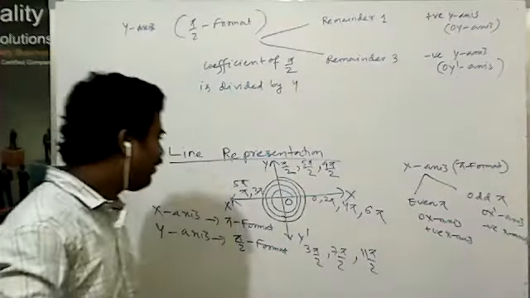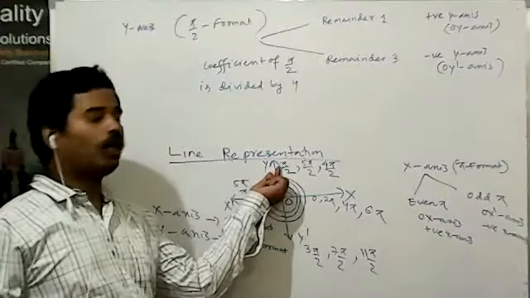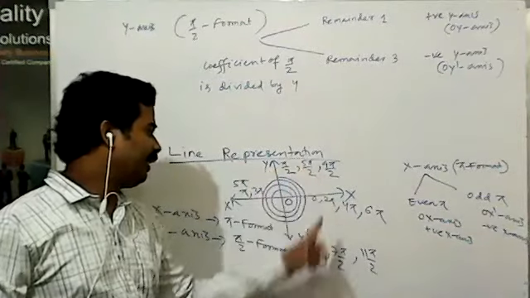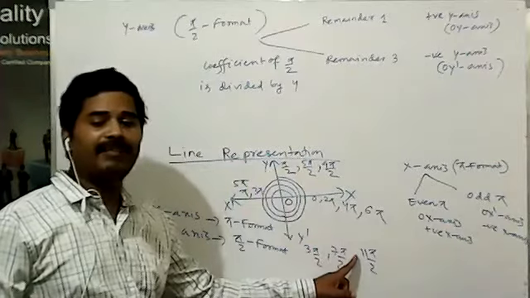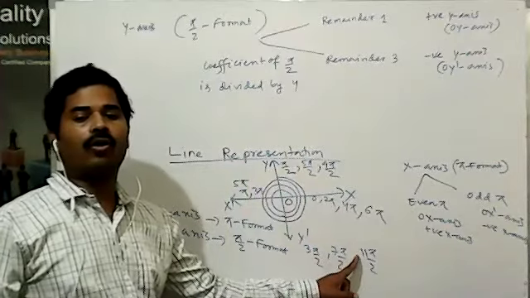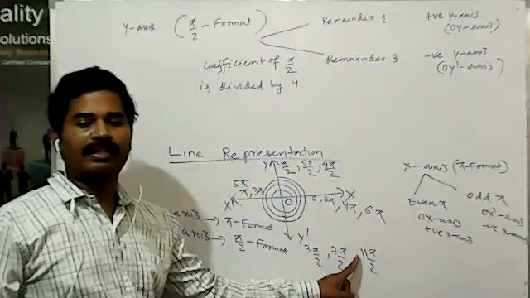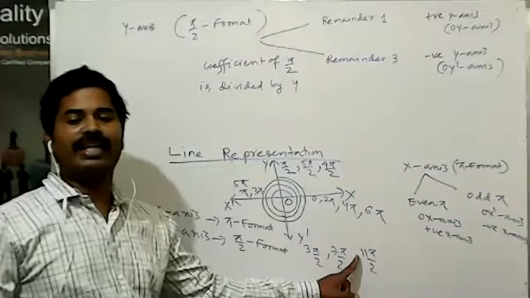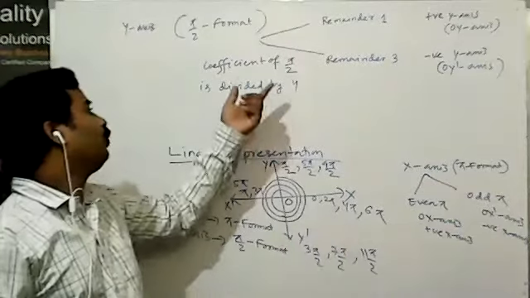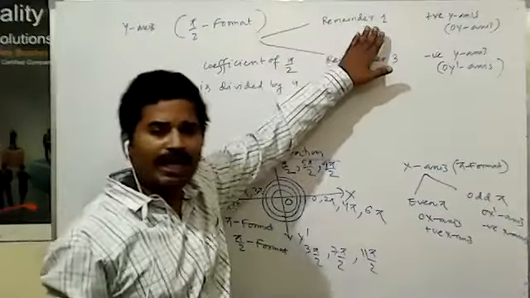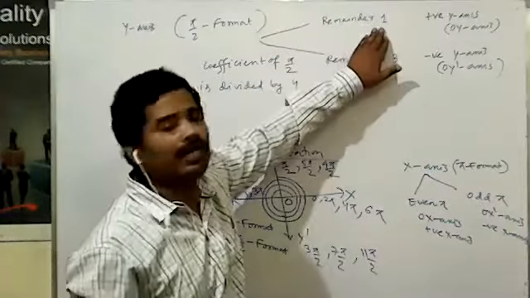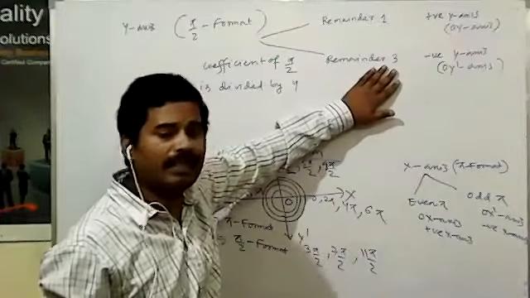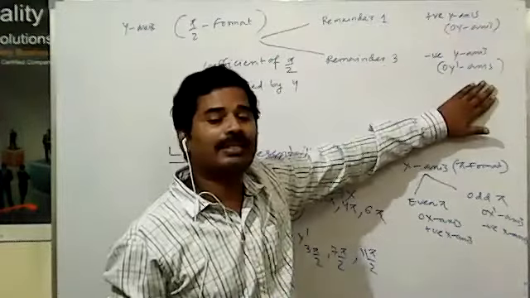That means the coefficient in pi by 2 format is always odd. Like 5 here, 9 here, 3 here, 7 here, 11 here. These are all odd. If that odd coefficient is divided by 4, the remainder will come 1 or 3. If the remainder is 1, this is the positive y-axis. If the remainder is 3, this is the negative y-axis.